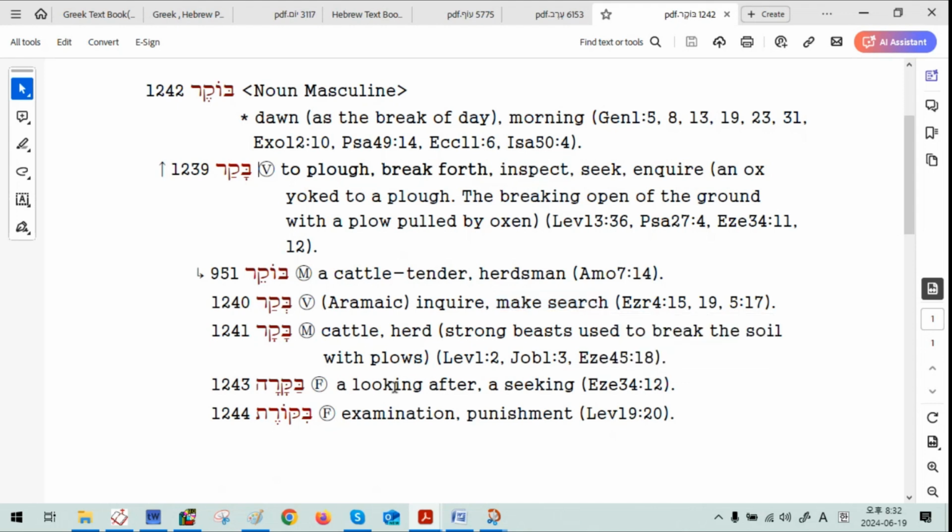Bakar is a cattle and herd. The strong beast used to break the soil with a plow. You are the strong beast. You are the cattle tender, herdsman. It is talking about you yourself. And Bakara is looking after, seeking. Bikoret is examination and punishment. If you are not able to inspect, seek, and inquire, get the solid answer, digest the word of God, then you will get punishment, which is the judgment that is happening.